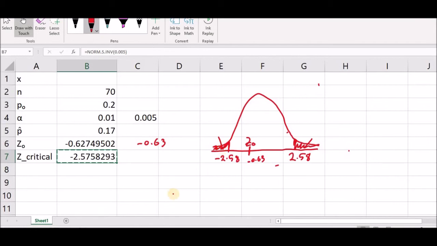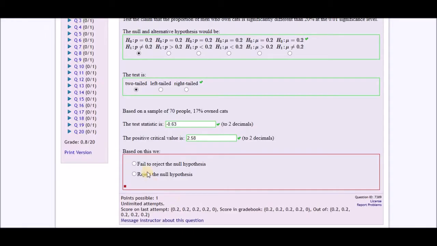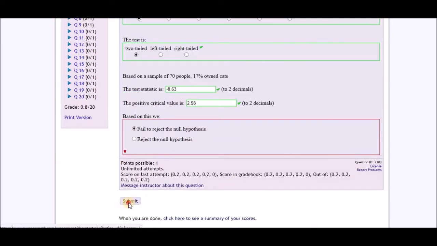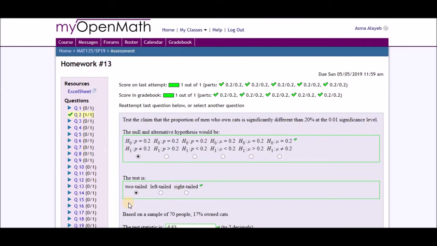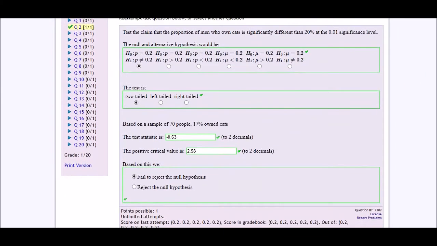So let me put that option. So we're going to fail to reject the null hypothesis in this case. And let's submit the answer and see. And I see that the answer is correct.